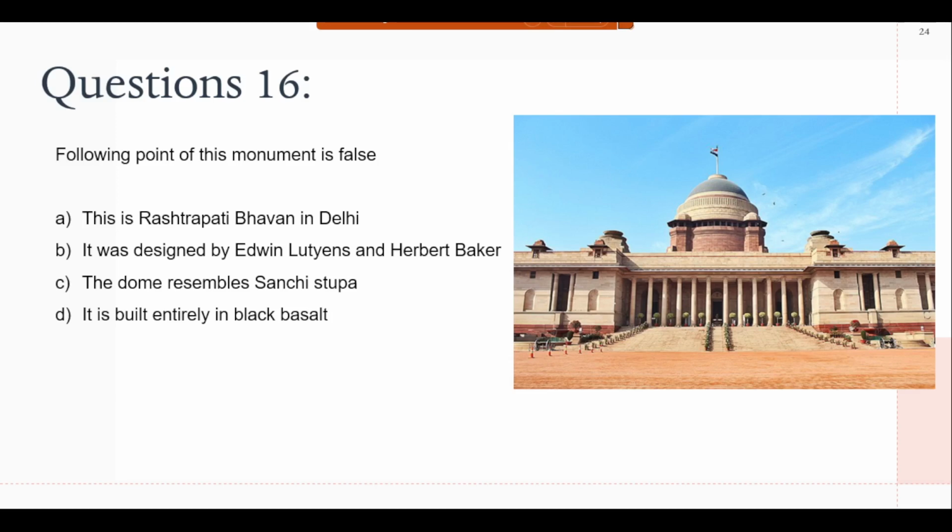The correct answer would be the option which is not relevant to this building, right? So that is D, the last one. D: it is built entirely in black basalt. So it is not built in basalt, right? What material was used to build this? In which material is it built? Red sandstone, yes, it is built in red sandstone, correct. Different shades of red sandstone.